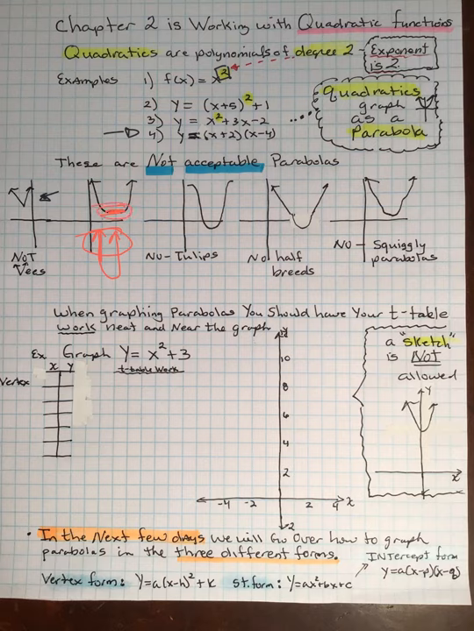I call this one the tulip because they have these little branches that kind of hook out. This one I call the half breeds because we have half of an absolute value and half of a parabola. And then we've got our little squiggly where we're just kind of all over the place, right? So our parabola should look like a nice parabola with symmetry. So those are the unacceptable parabolas.